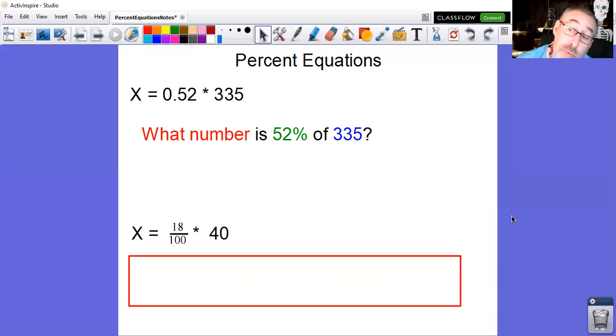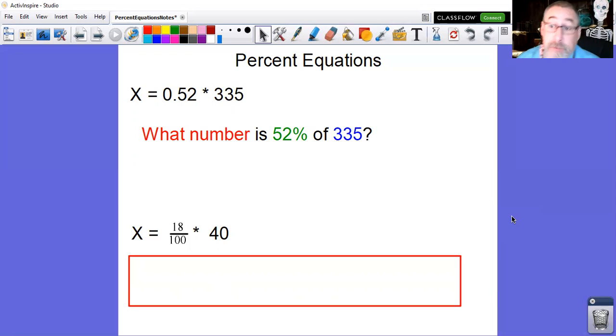Do do do do do do do do do do do do do do do do do do do do do do do do do do do do.